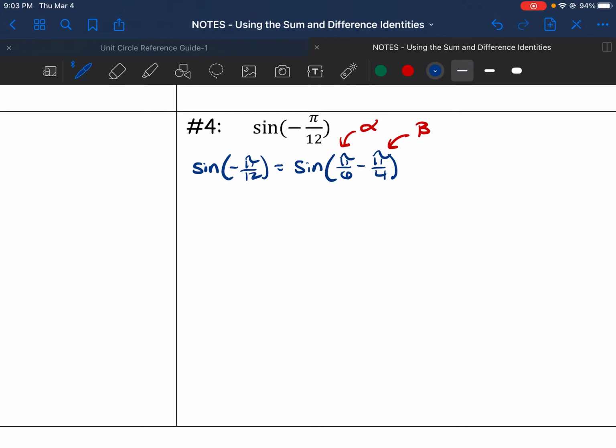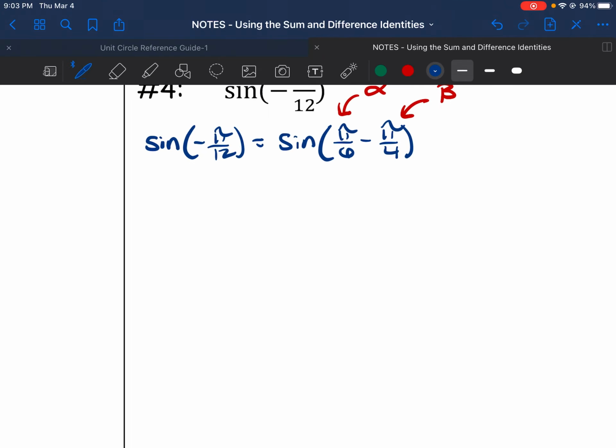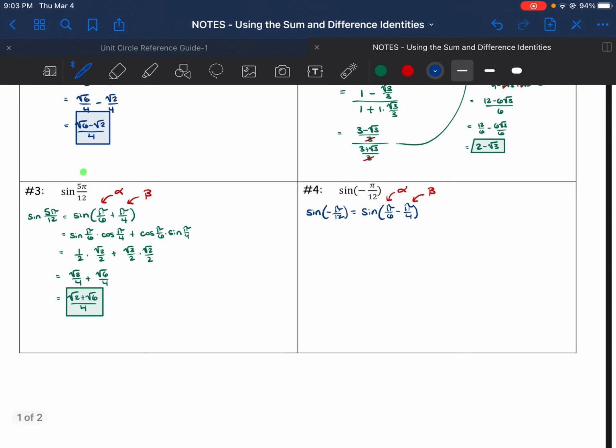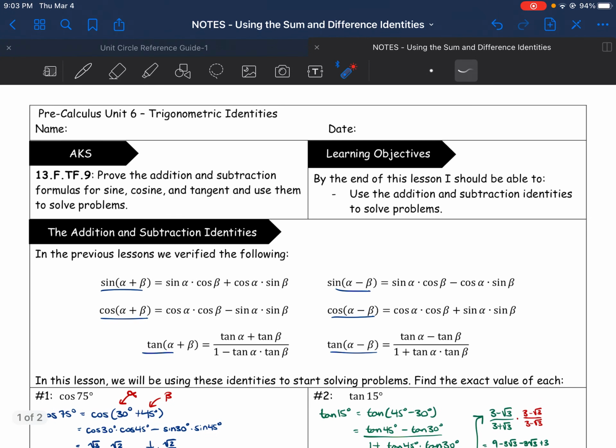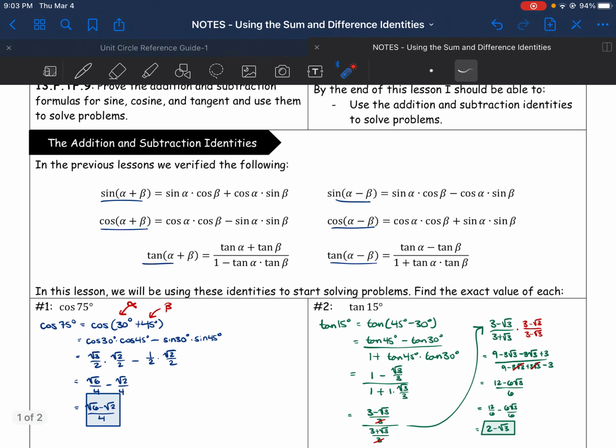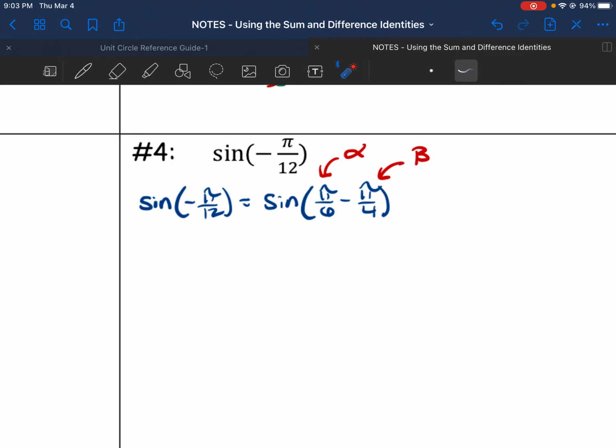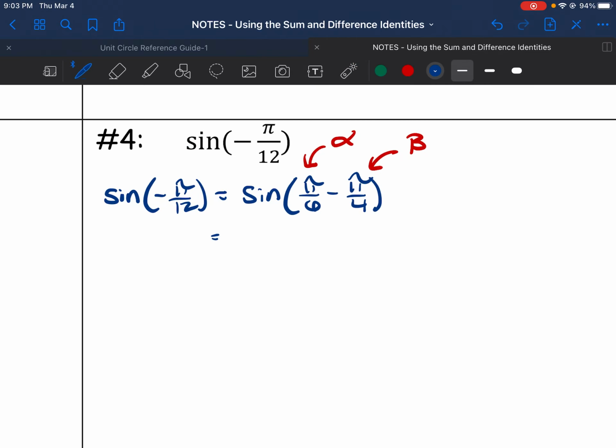Let's go ahead and calculate. So we are using a sine subtraction formula. We can see that right here. There we go. So let's follow that formula. Sine alpha cosine beta minus cosine alpha sine beta. So sine alpha, that's sine of pi over 6. Cosine beta, that's cosine of pi over 4. Minus cosine alpha, which is cosine pi over 6, times sine beta, which is sine of pi over 4.